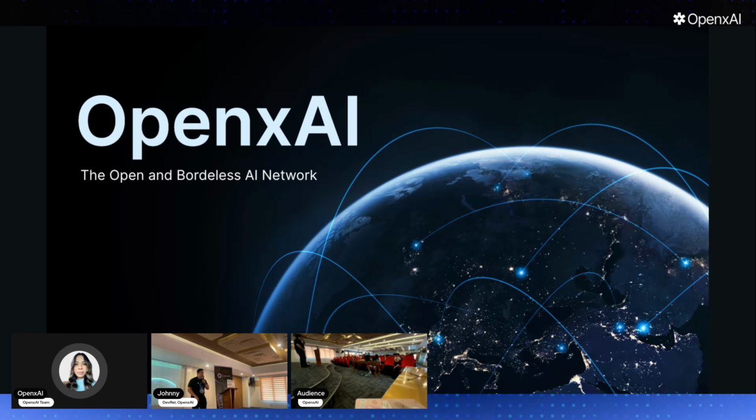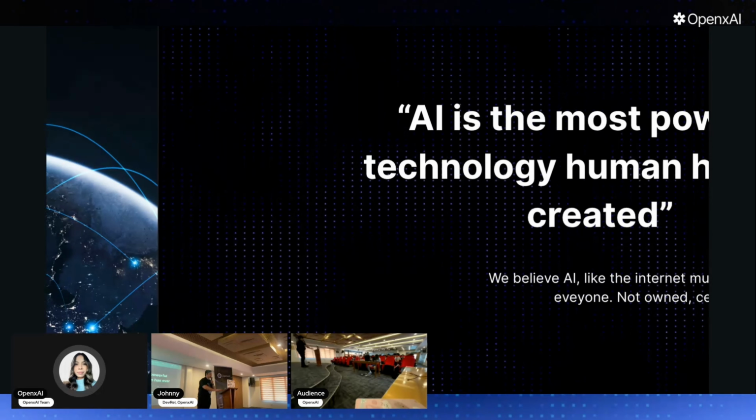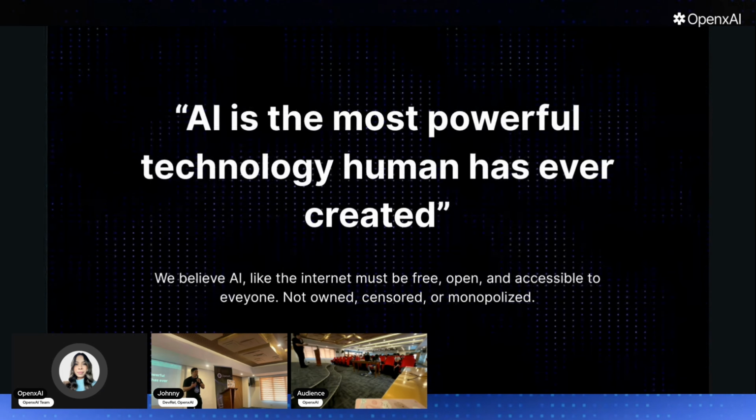What I'll be talking about today is decentralized AI, and let's get started. AI is one of the most powerful technologies that humanity has ever built. At OpenX AI, we believe that AI should be built just like the internet, where it's free, open, and accessible to everyone. So it's not owned by big tech or a few companies. It's not censorable or monopolized.